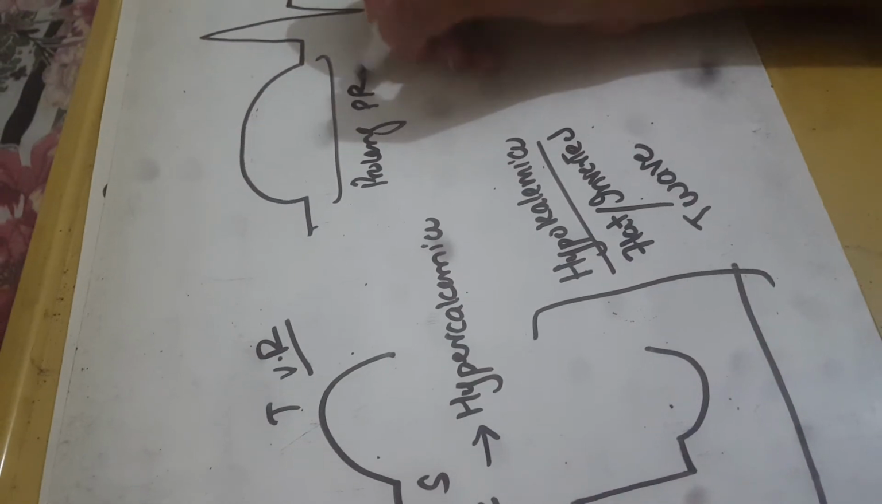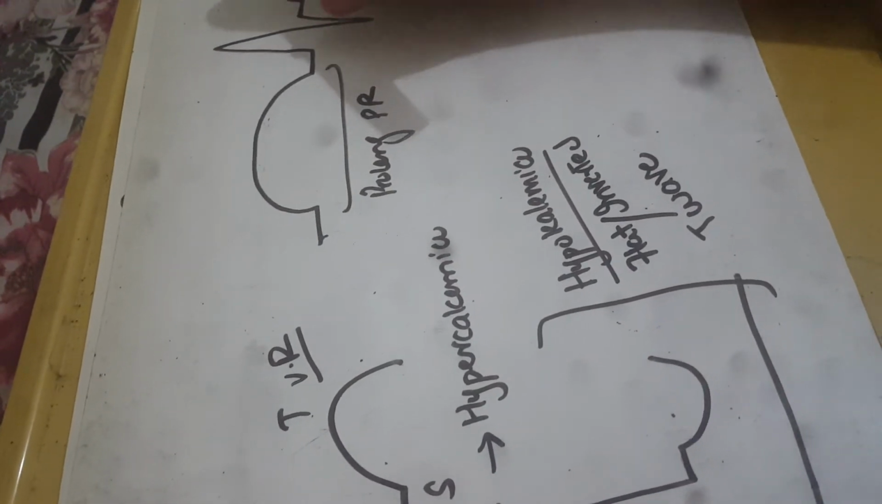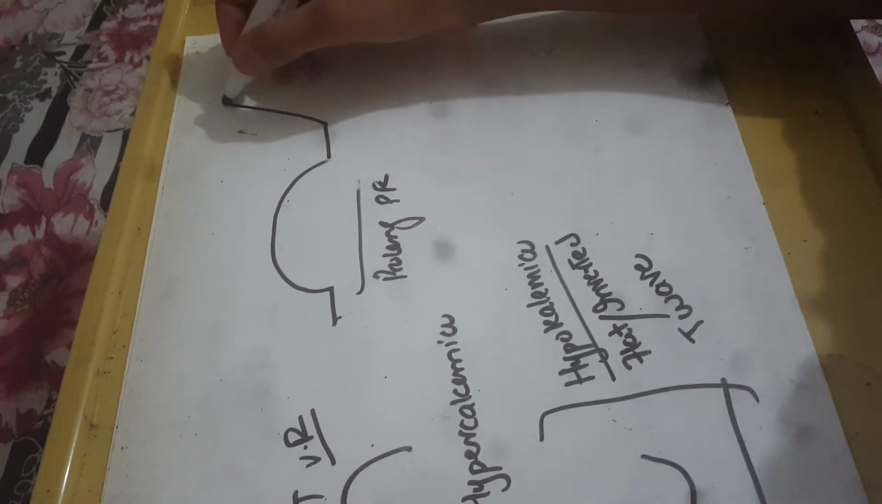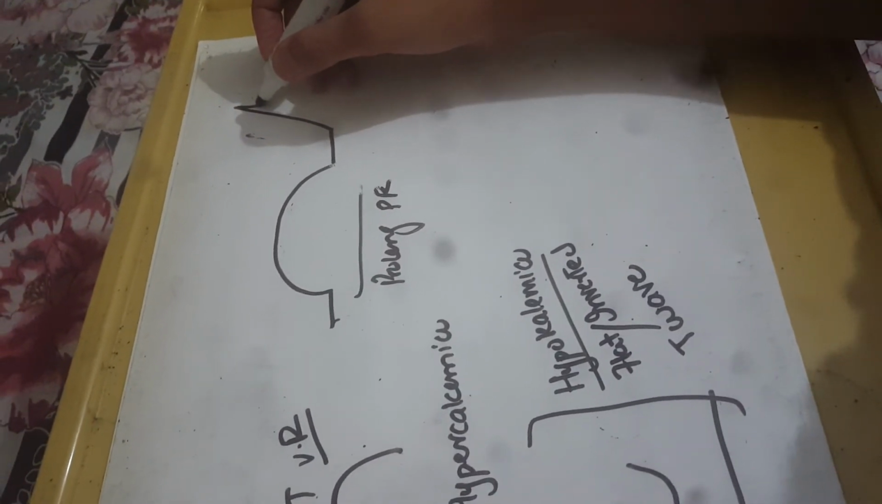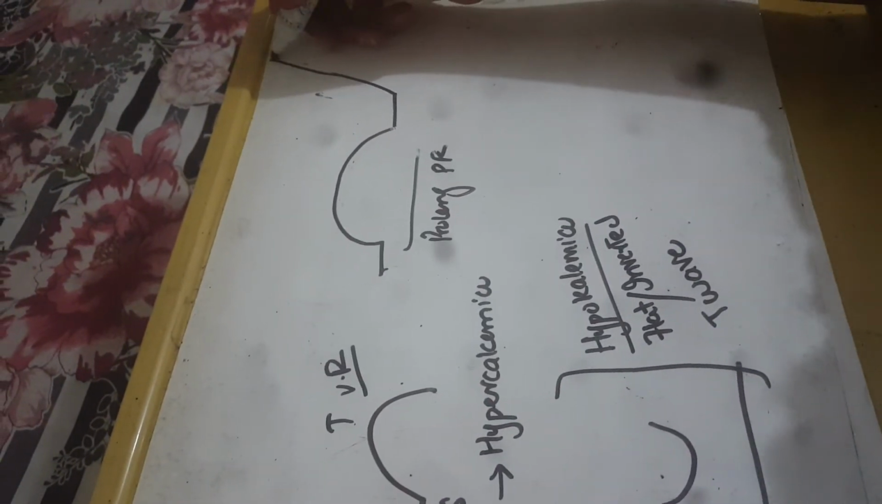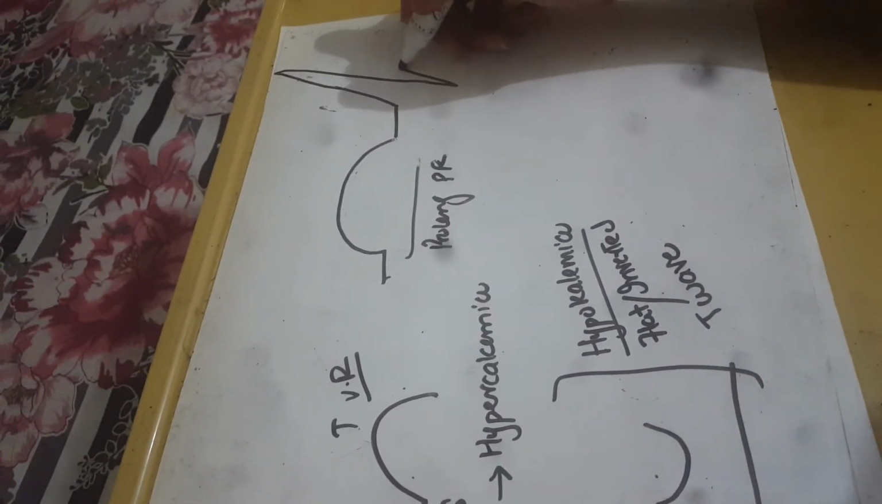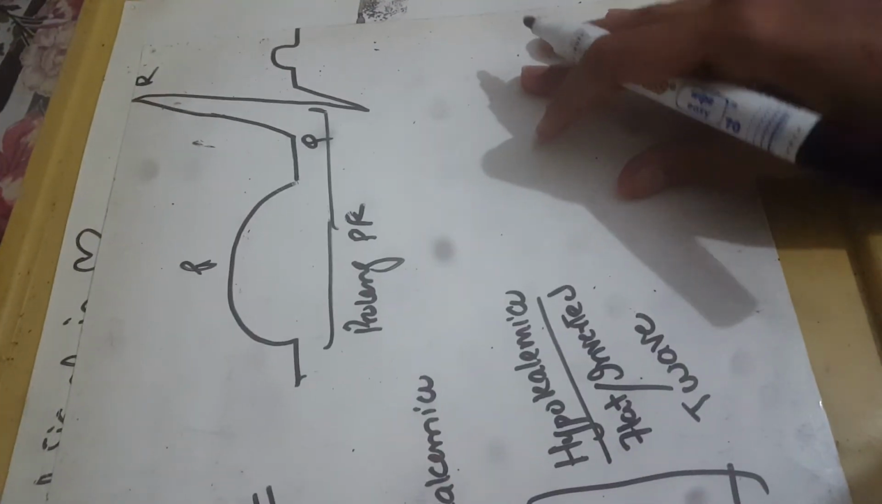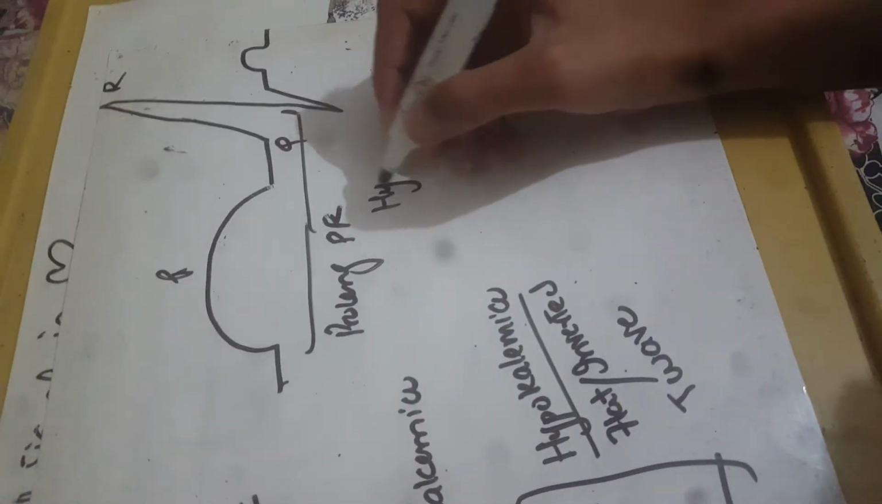Prolonged PR. PQR, sorry. This is only P. I want to draw this whole stuff long, not like this. But P, Q, this goes on PQR, right? This is a bit long, PQR, P, Q and R. If the PQR interval is long, it is hypermagnesemia.